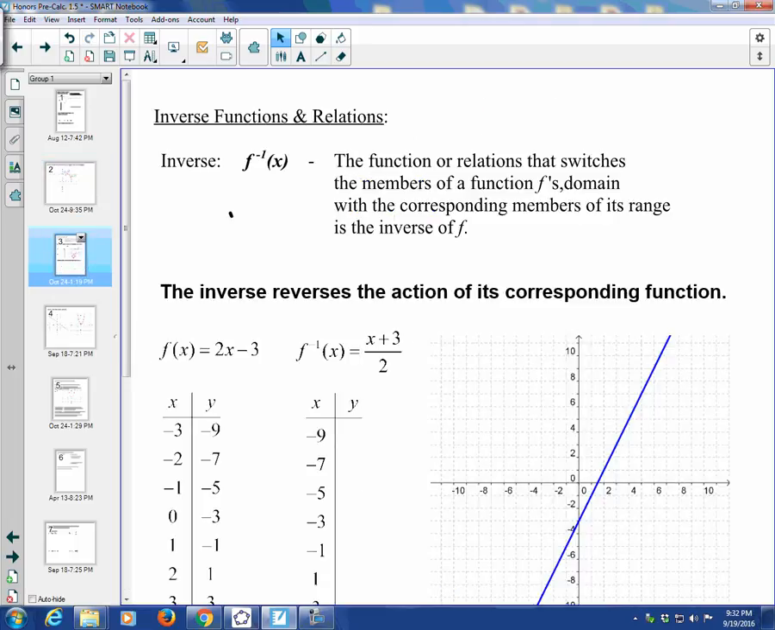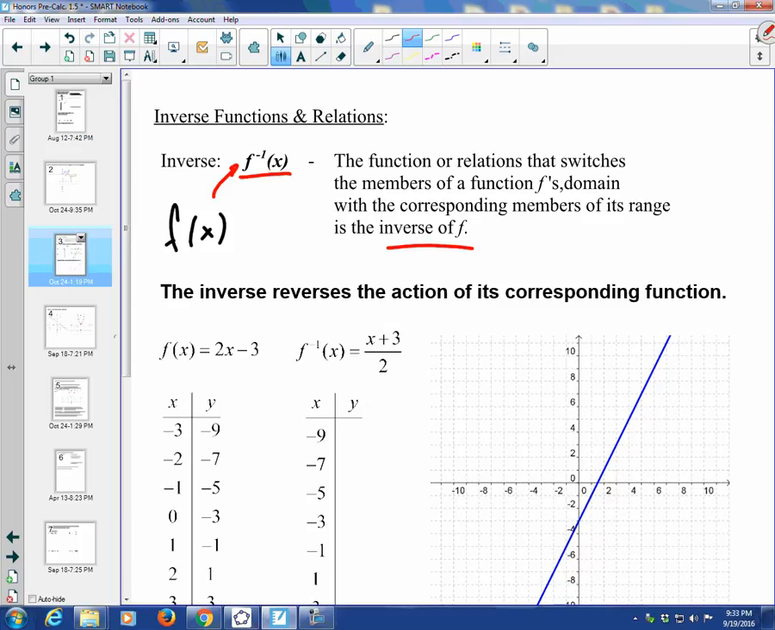Right? So in general, what we can say is that a function's inverse is going to take all of the x and y values from the ordered pairs that make up a function and switch them to get the graph of that inverse, right? So right here, if we have a function, let's say f(x), we would say that the inverse of f(x) would be written f^(-1)(x), and we would say that that is f inverse of x. And we would say that the inverse of f is going to be the function or relation that switches the members of a function f's domain with the corresponding members of its range, and that is the inverse of f.